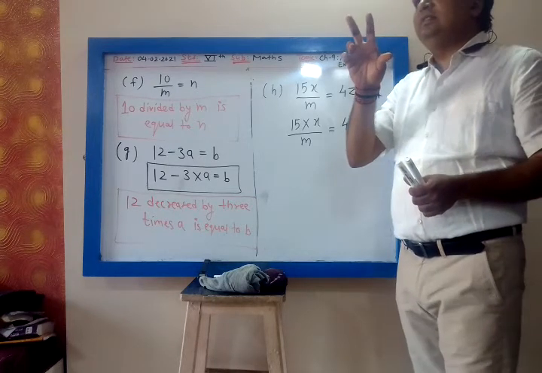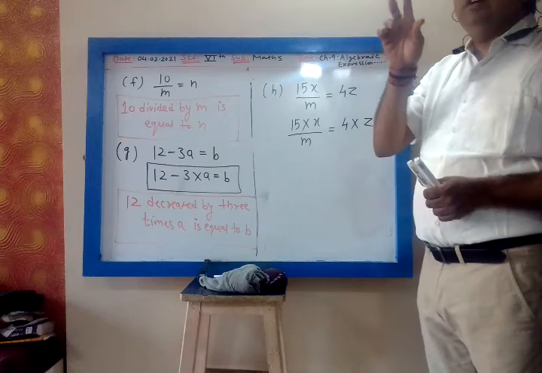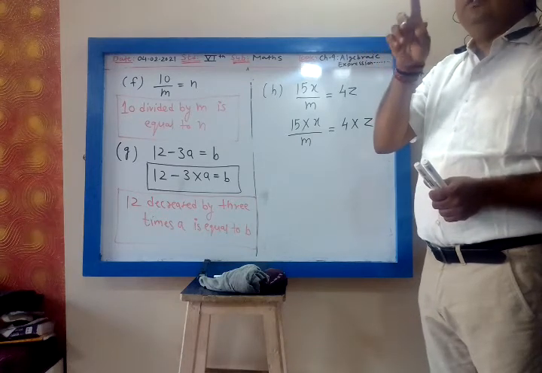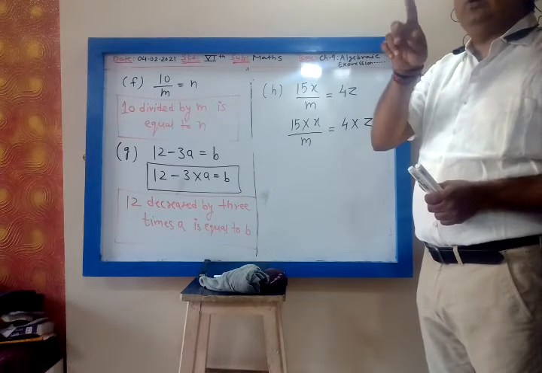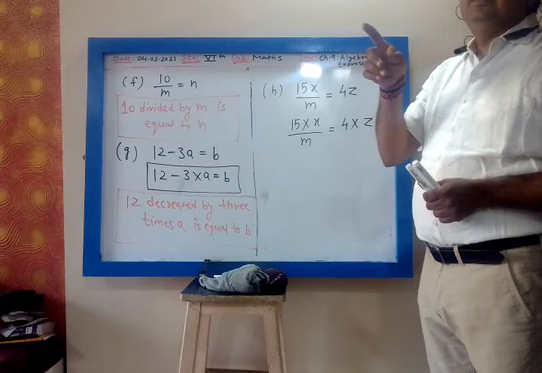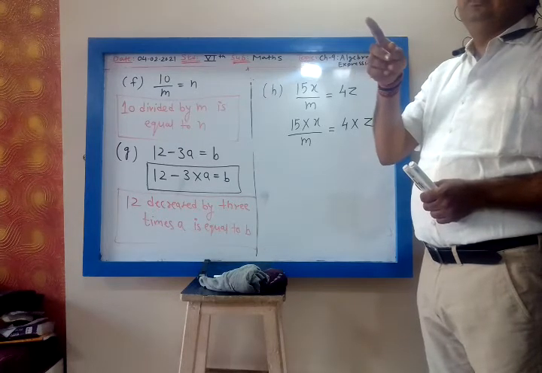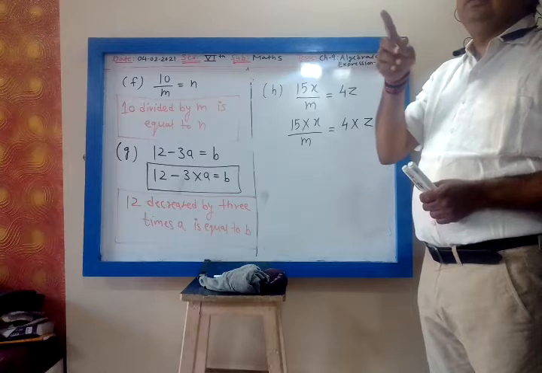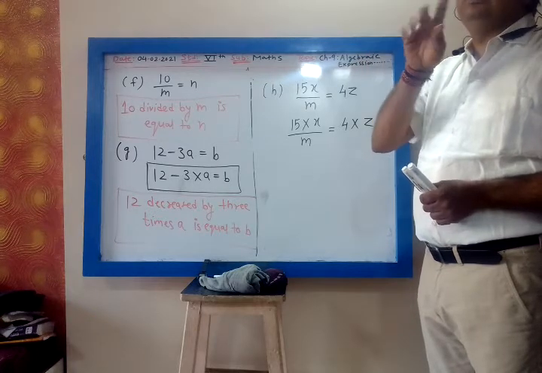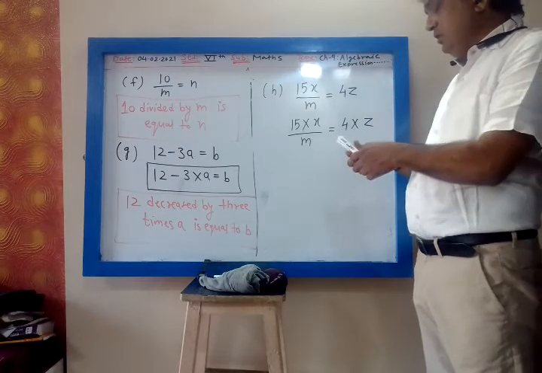When you are using the word quotient, you cannot write divided by. You can write only by. You cannot use the word divided if you are using the quotient. So let me write both the ways.